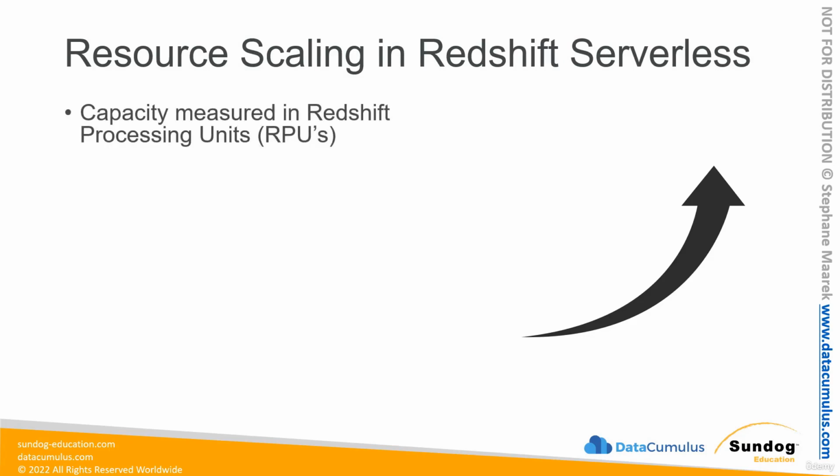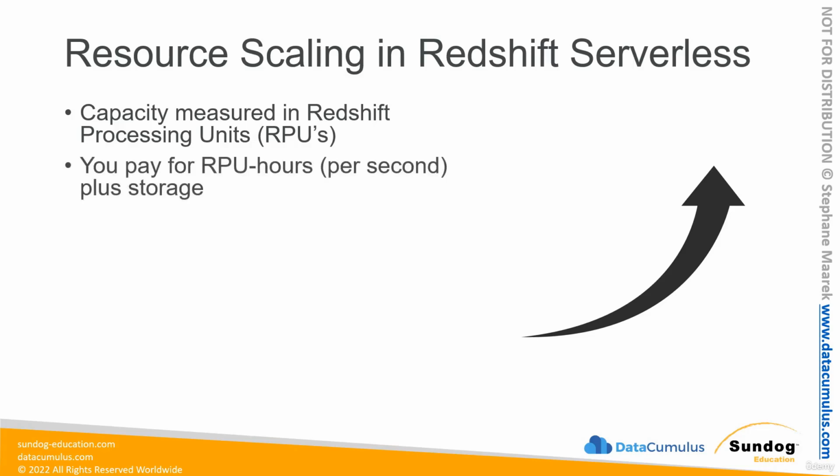So because we're shifting our thinking to serverless, they can't really bill us in terms of servers anymore if they're not really exposing what those servers are. So instead, they're going to have us think about what they call Redshift processing units, or RPUs, and that's their new billing metric. So you pay for RPU hours down to the per second level, plus any storage that you're using. So the billing in Redshift serverless is based on how many Redshift processing units you're using per hour, plus any associated storage fees. So that's charged per gigabyte over time units.